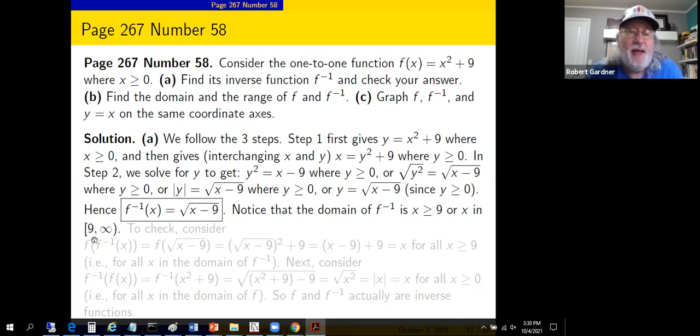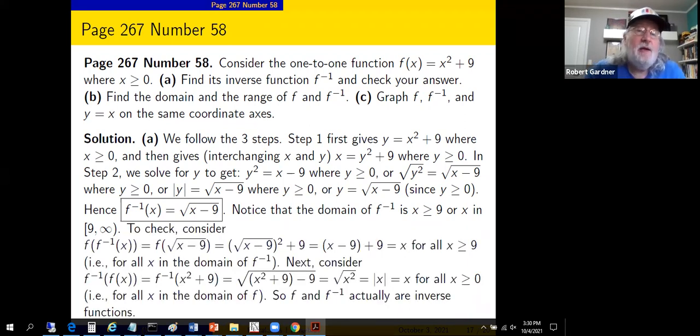We observe the domain of that inverse function, and now we check. That was part of part A. So we'll take f composed with f inverse, alleged f inverse. Here's our alleged f inverse, and we will want to get x out for all x in the domain of f inverse, and it looks like that's what we're going to get.